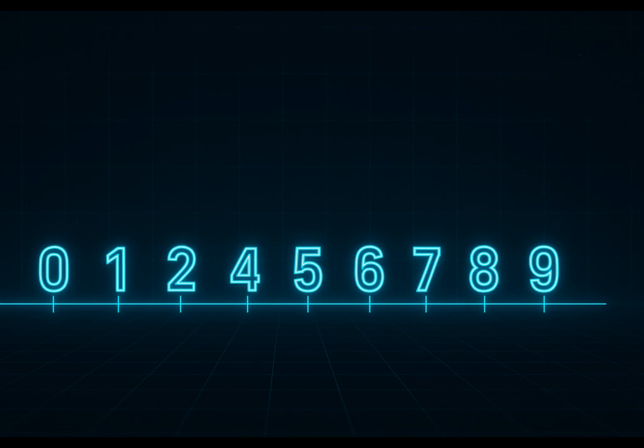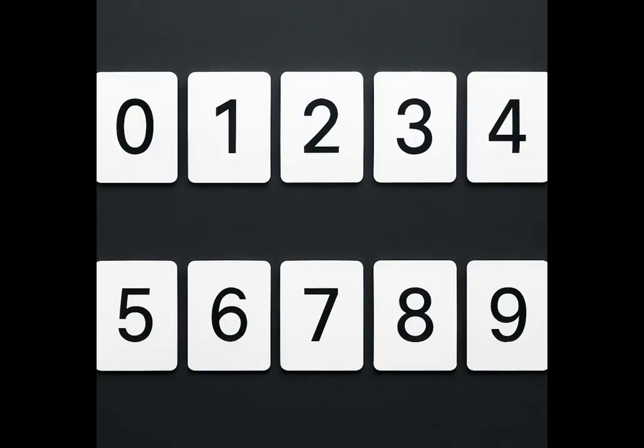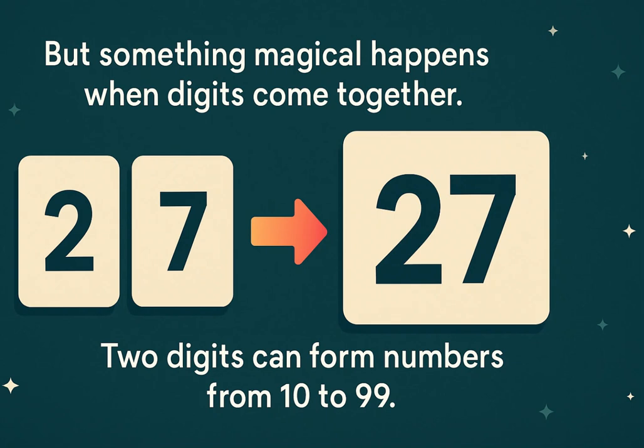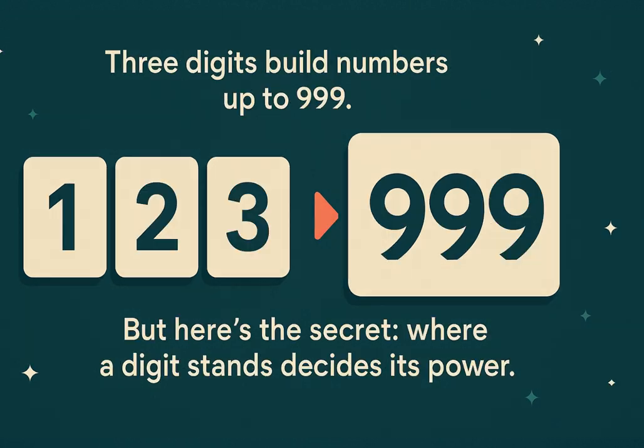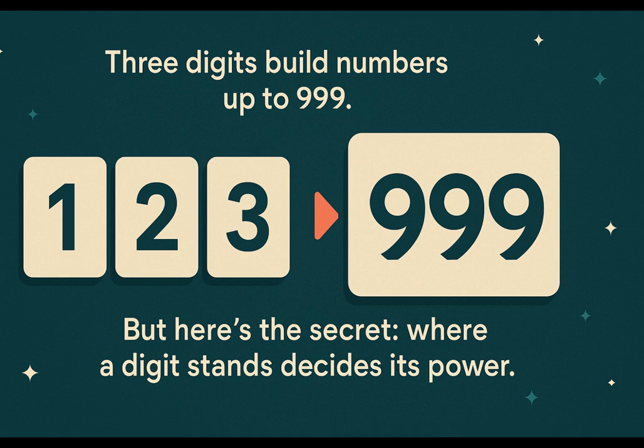Each digit can stand alone like a solo player. When it does, its value is simple, just the number itself. But something magical happens when digits come together. Two digits can form numbers from 10 to 99, and three digits build numbers up to 999.